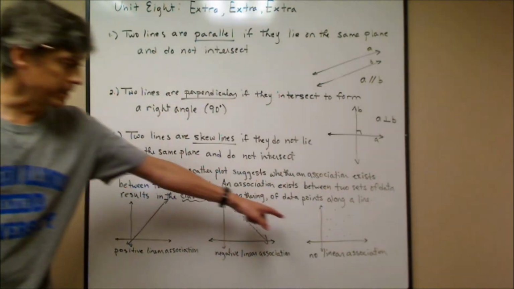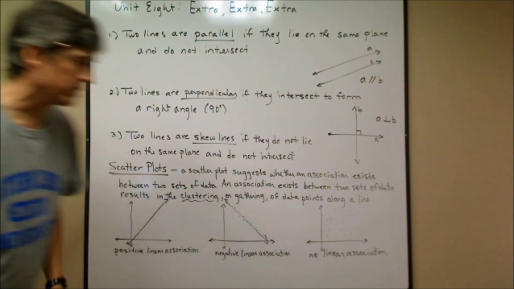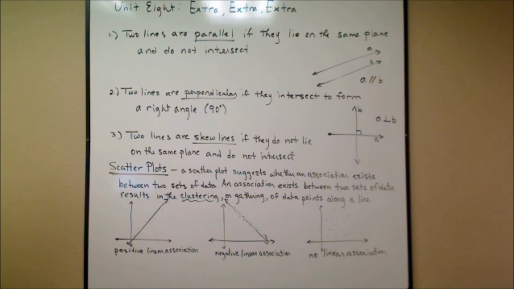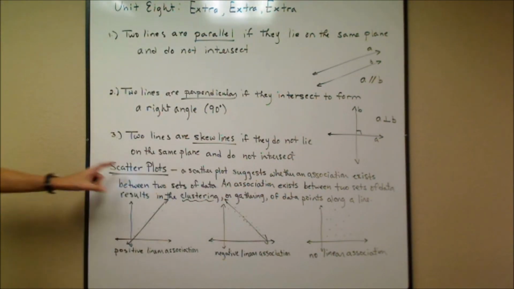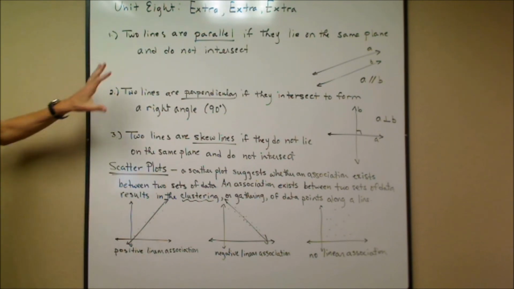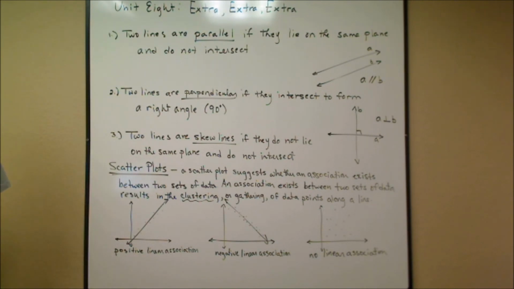Now, in my third example, the points are kind of all over the place, and there's not a line that is easily discerned from points scattered all over the place. So we say that there's no trend, there's no linear association. This information you will see on the proficiency test. So this is good stuff to know, and remember, practice, practice, practice.